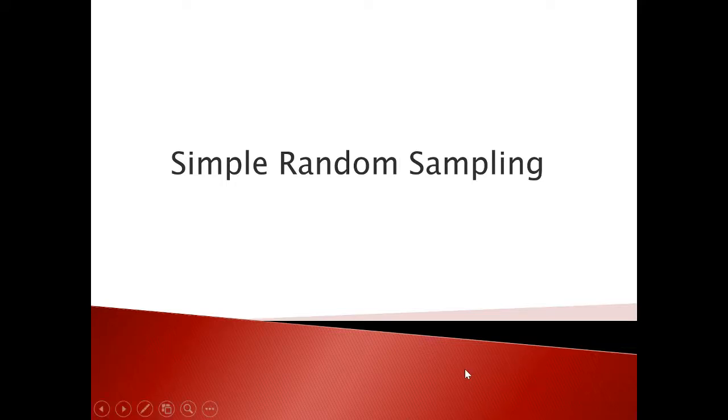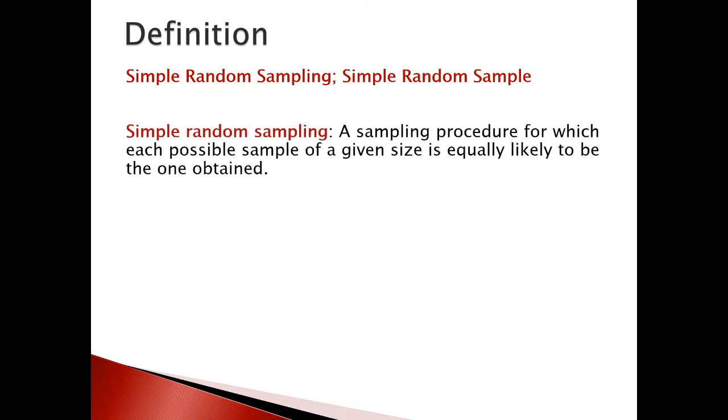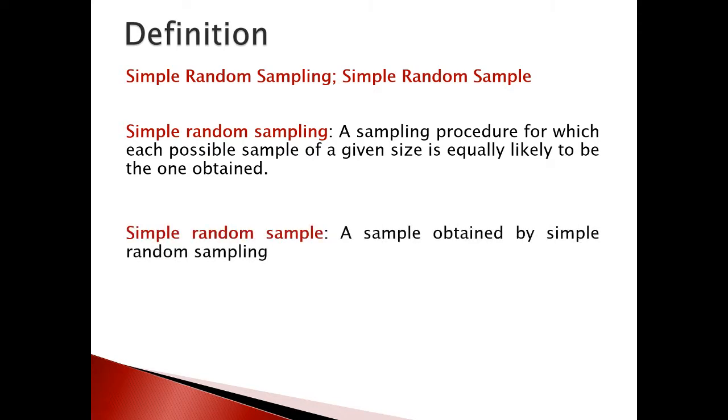Simple random sampling. Definition. Simple random sampling and simple random sample are two different things, and we are going to give the definition of it. Simple random sampling is a sampling procedure for which each possible sample of a given size is equally likely to be the one obtained, and a simple random sample is a sample obtained by simple random sampling.